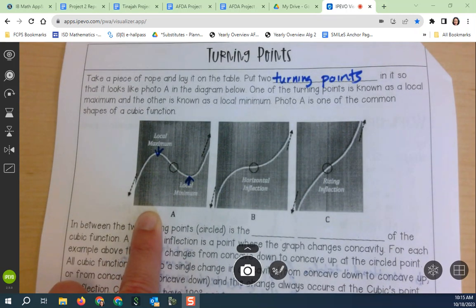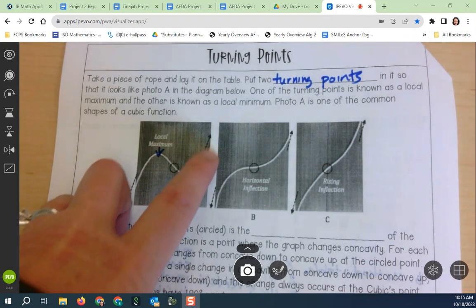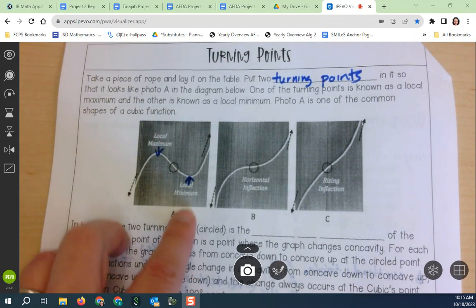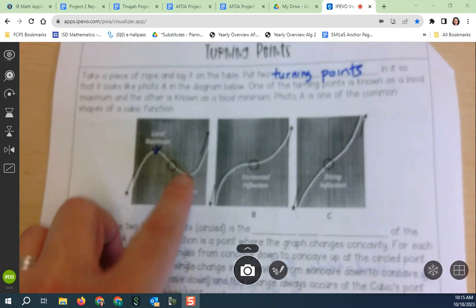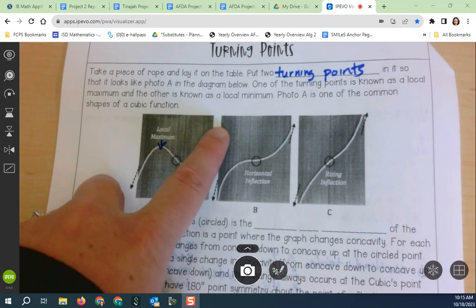One of the turning points is known as the local maximum. It's not the absolute maximum because the graph goes to infinity. And one is called the local minimum. It's not the absolute minimum because the graph goes to negative infinity. And so this is the most common shape of a cubic function.